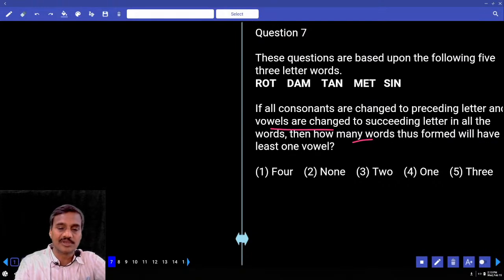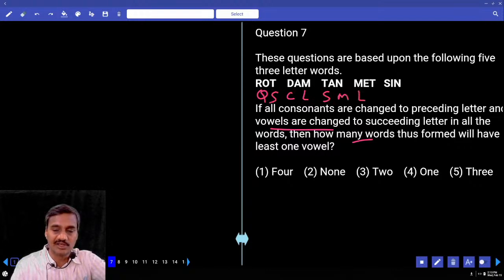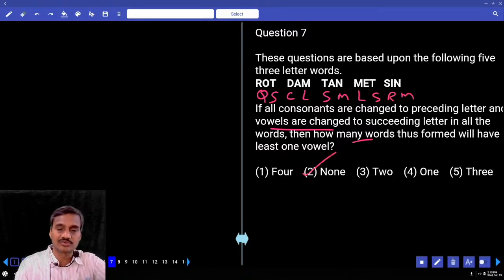Now consonant R minus 1 emostundi, Q. Now this is S, this is C, L, S, M, and this is L, and S, R, and N is what? M. Hence what is your answer here? None, that is choice 2 to question number 7. The next one, the 8th one.